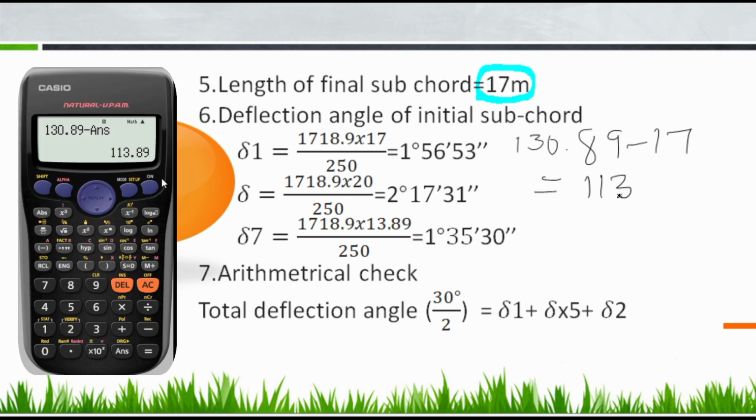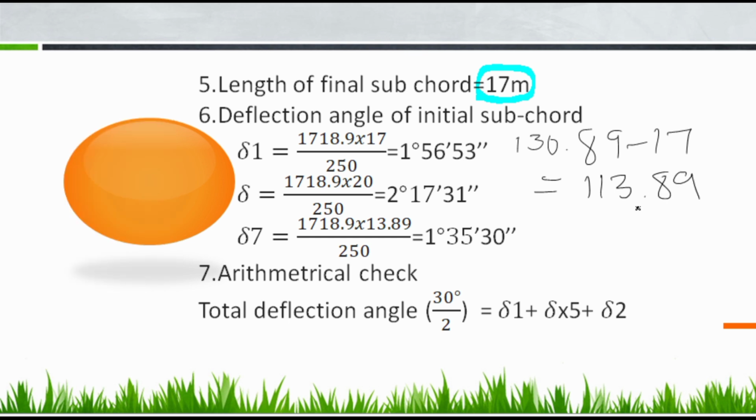You remain with 113.89. So this is the distance that remained when covering your curve. There we had 17. This is the first subchord. Then we have the remaining distance. So I need to know how many full chords are there here. You divide that by 20 meter.